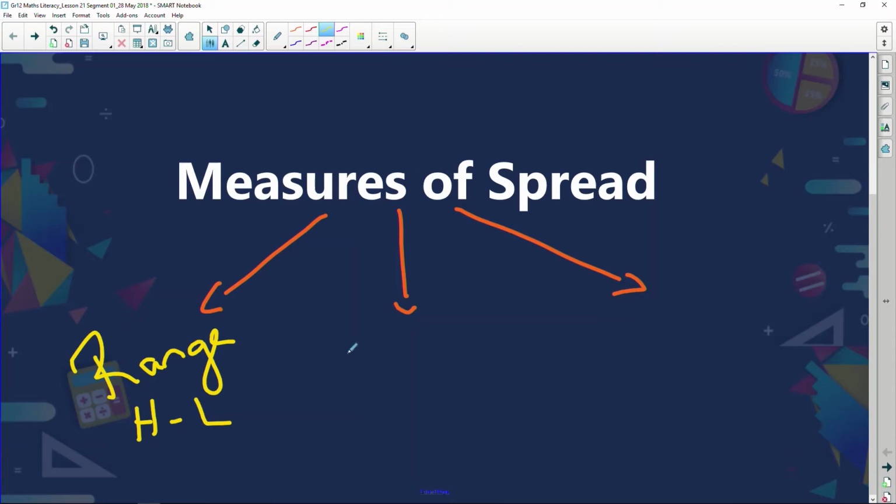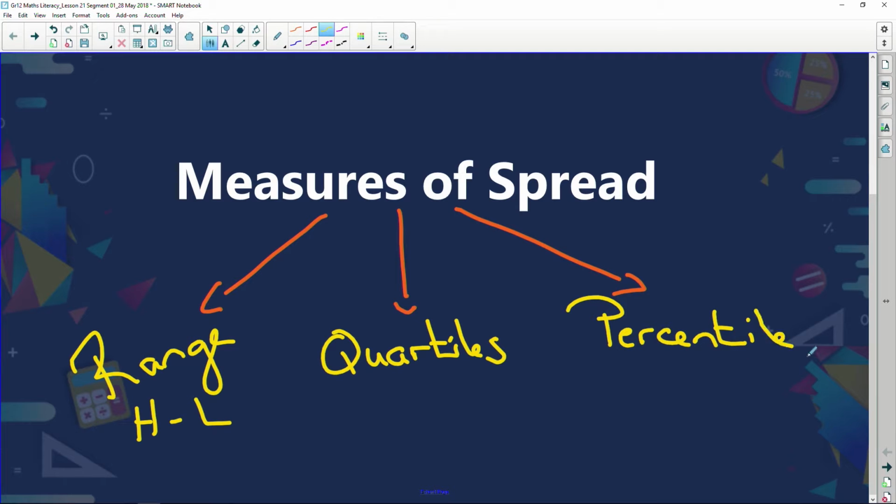The next measure of spread is something known as quartiles, and we'll explain to you what that means shortly. And then this fascinating section on percentiles. I just love it because it's really challenging and really gets that mind working. But let's take it a step back. Let's slow things down and start off with something we know about, and that's the range.